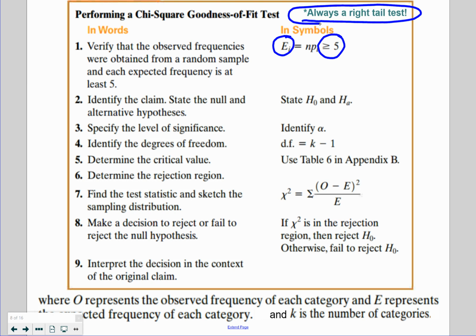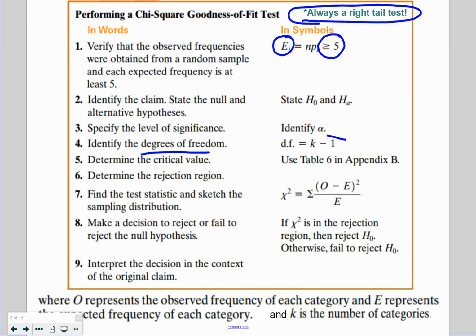Remember, you get that really long tail on the right, so you don't have to worry about when you're doing the testing here, is it left-tailed, is it right-tailed, is it two-tailed? It's always going to be a right-tailed test. It's always going to be a positive number you're looking for. We're going to name the claim, the null and the alternative. Level of significance is going to be given to you.